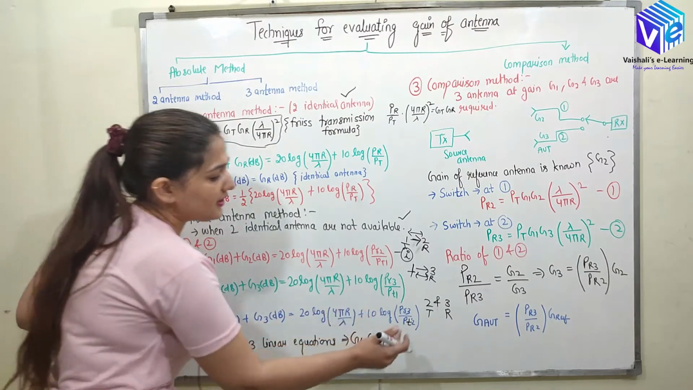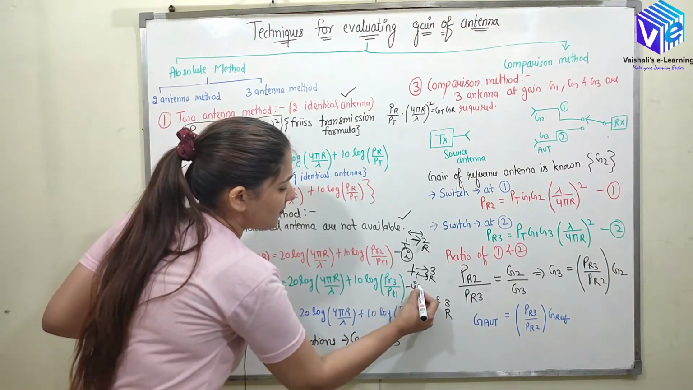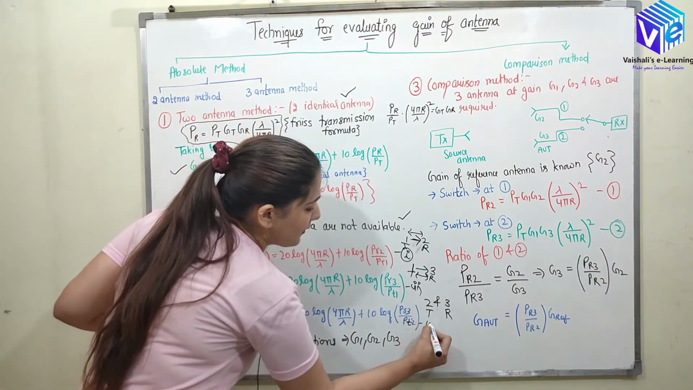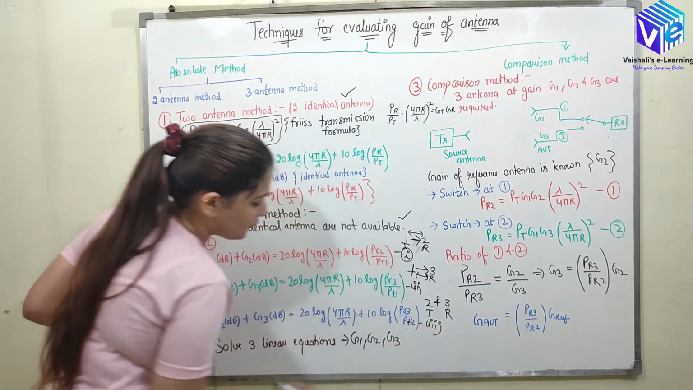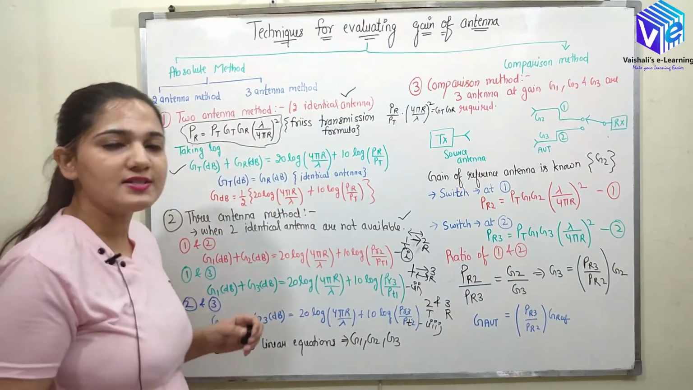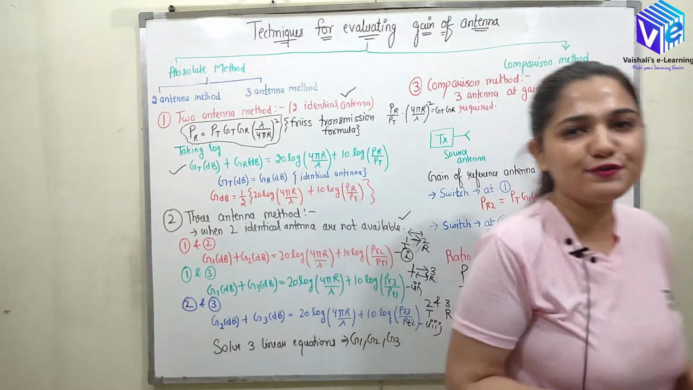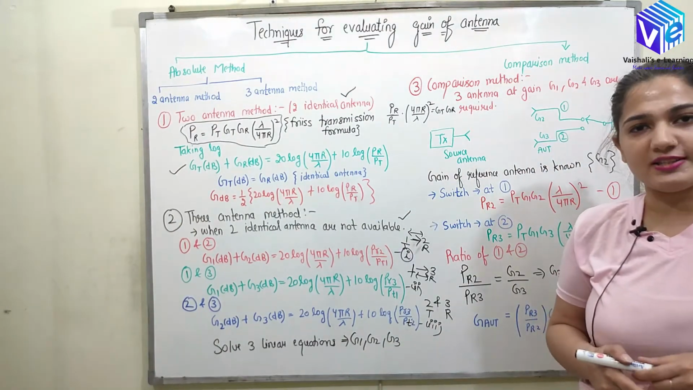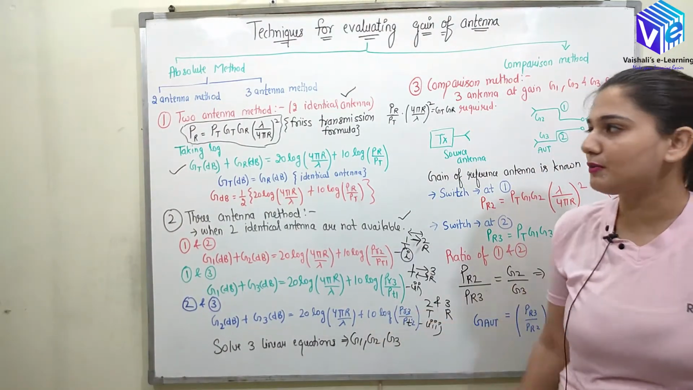So now these are three linear equations. This is my equation number 2 and this is my equation number 3. So I can solve these three linear equations and I can easily get the values of G1, G2 and G3. I can easily solve these three equations, right?